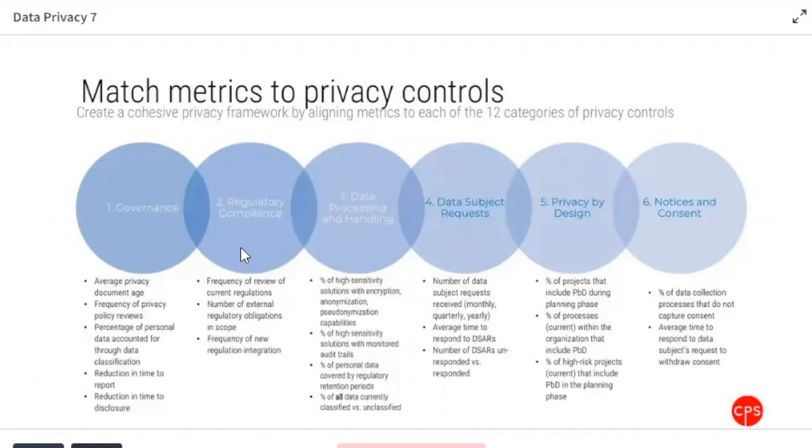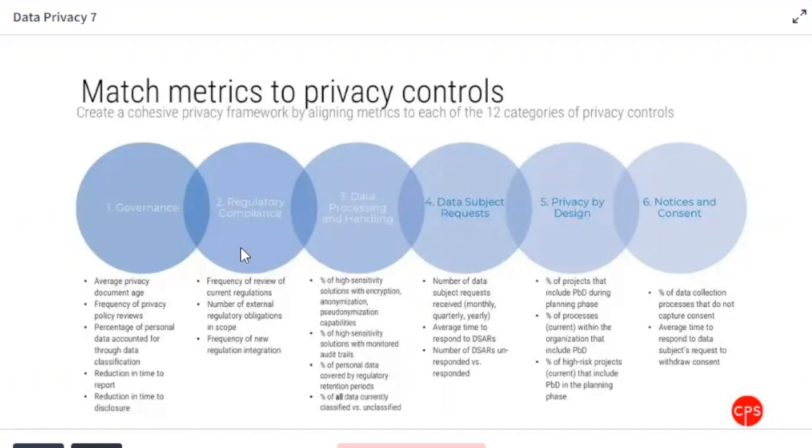Then the number of data subject access requests responded to and not responded to. So you can also measure the effectiveness of your data subject request procedure by the number of data subject access requests that were responded to successfully and the ones that were not responded to, whereby you then tell them that they have a right to complain to data protection authorities.